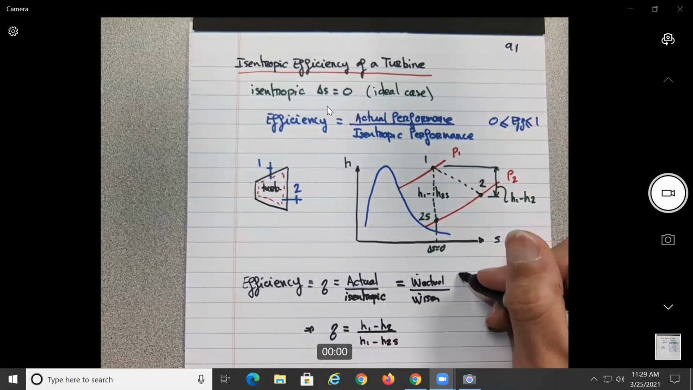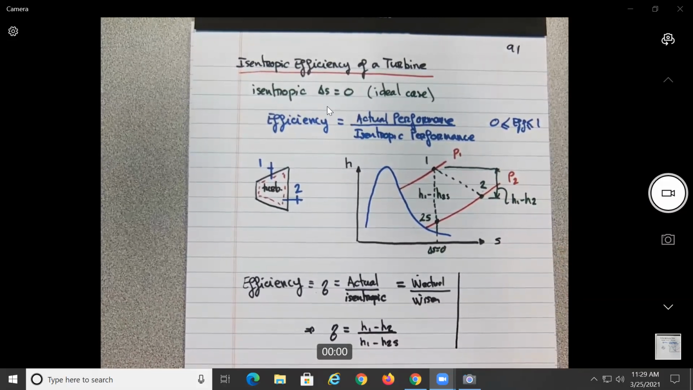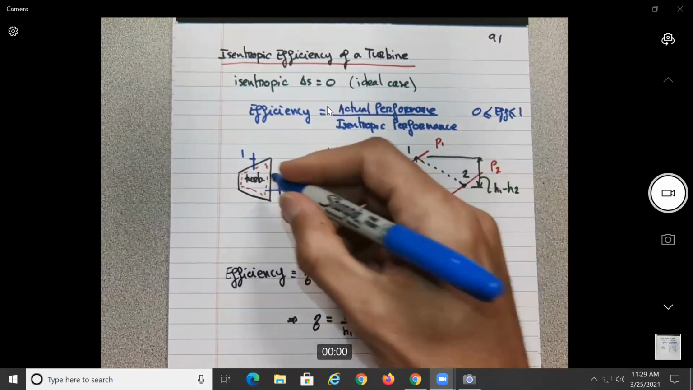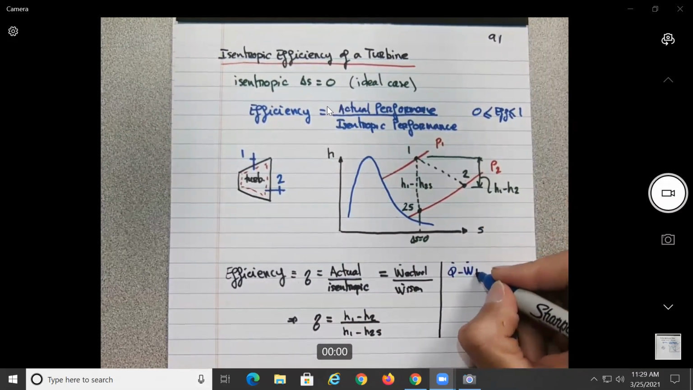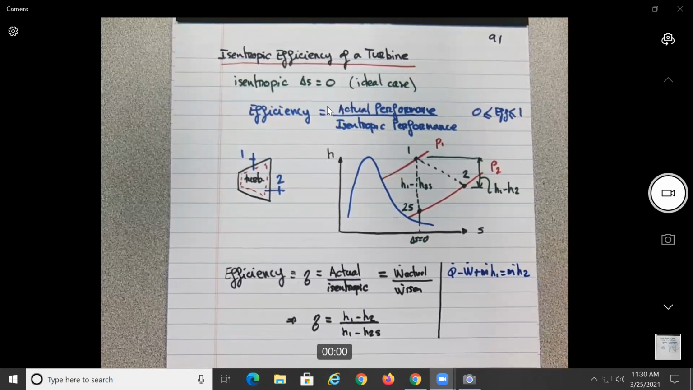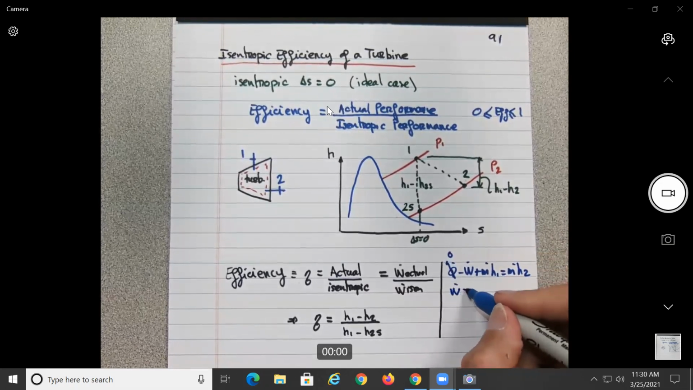Maybe let me do something very quick. I'm assuming that you remember this more than you do. If you do the first law for this system, what would that be? It would be Q minus power plus m dot h1 equal to m dot h2, no? If there is no heat transfer loss, Q is 0. So you see that the power should be equal to what?